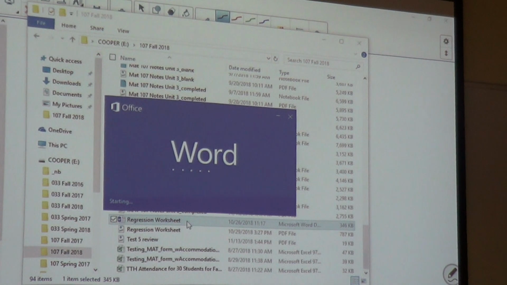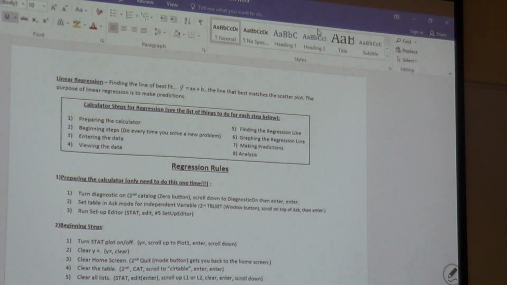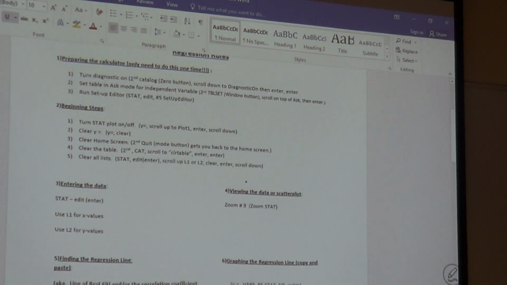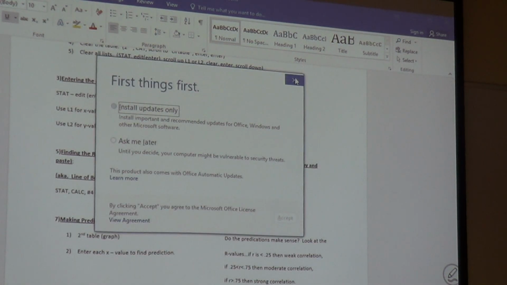And if you need to look back at the front page for the German steps, that means go to Y equals, clear out your Y equals, go to your home screen, go to clear table, and then go to stat equals. Number 19.